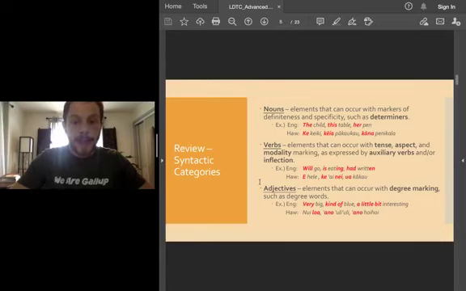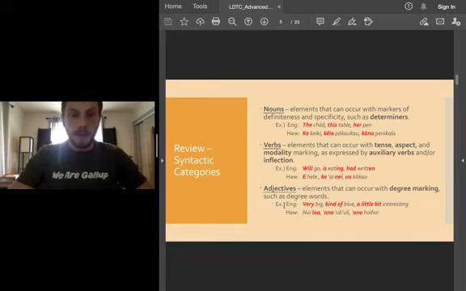And then lastly, adjectives are elements that can occur with degree marking, such as degree words. Now that's kind of a vague description, but degree words are words that modify the intensity of the property denoted by the adjective. Basically words like very, kind of, a little bit, extremely, right? Things that can either emphasize or de-emphasize a particular property.